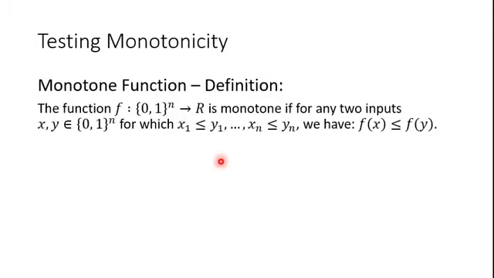So now we will discuss testing monotonicity. First we'll define what a monotone function is. A function f from {0,1}^n to R is monotone if for any two inputs x, y in {0,1}^n for which x1 is less or equal to y1, and so on until xn is less or equal to yn, we have that f(x) is less or equal to f(y).